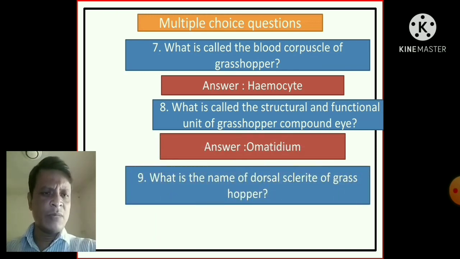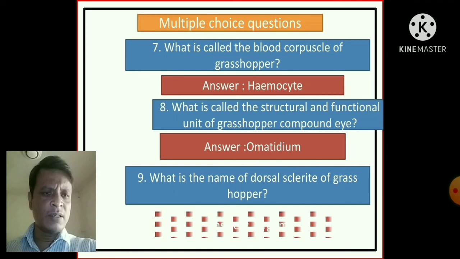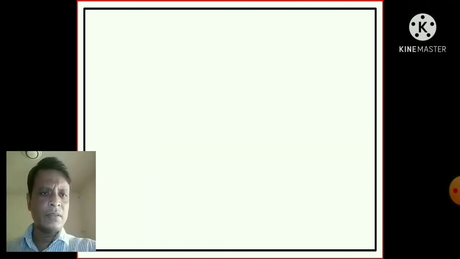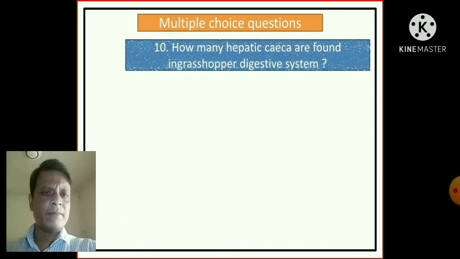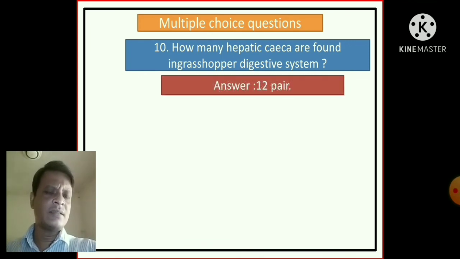9. What is the name of the dorsal sclerite of the grasshopper? The right answer is tergum. And number 10. How many hepatic ceca are found in the grasshopper digestive system? The right answer is 12 pairs.